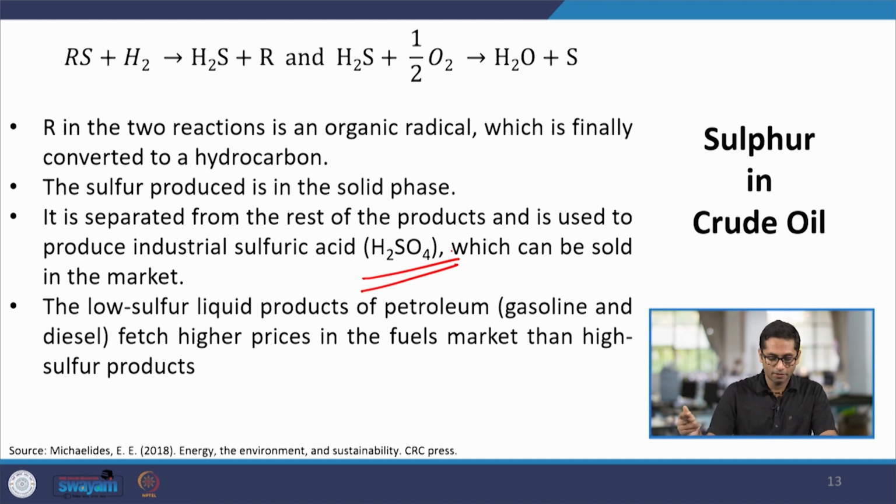And the low sulfur liquid products of petroleum in the form of gasoline and diesel were often found to have a market value higher than the high sulfur products, and this was another incentive for the fuel companies to go for this low sulfur production, low sulfur fuels, because it could help get a good market share as well.